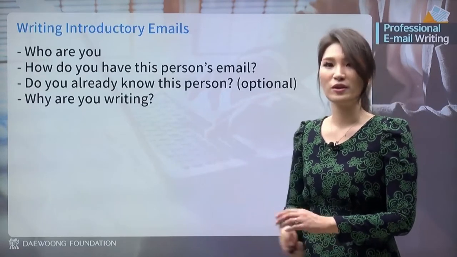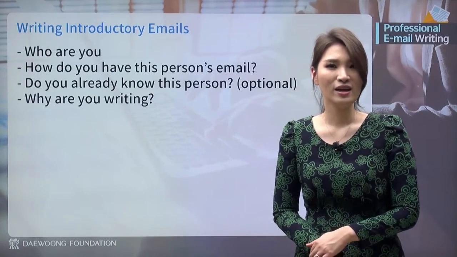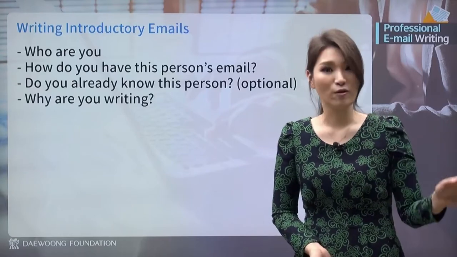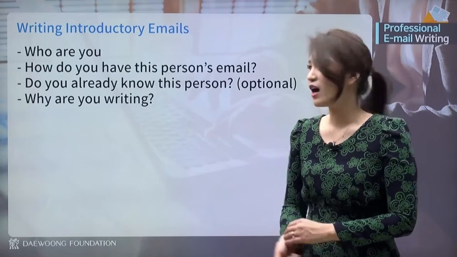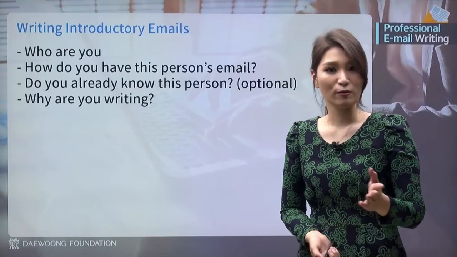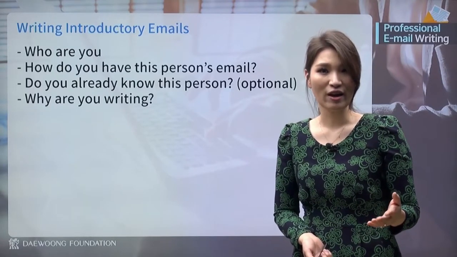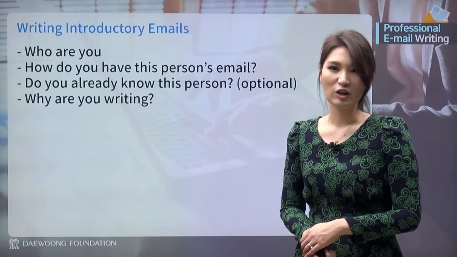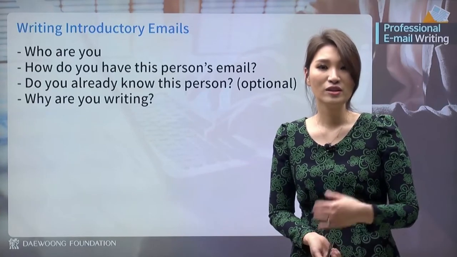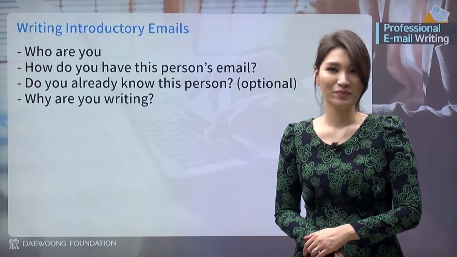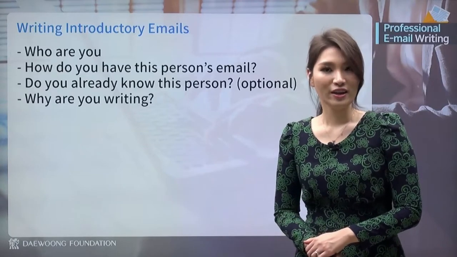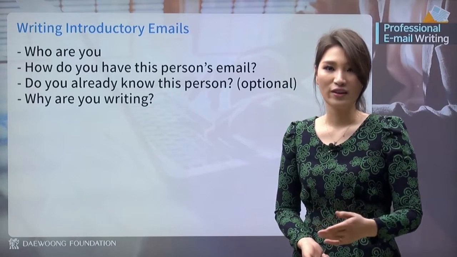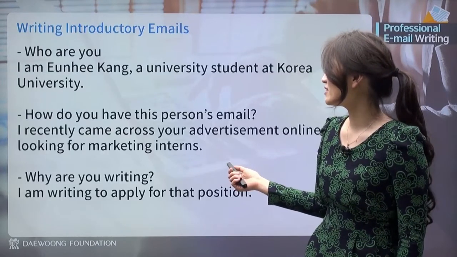So how do you have this person's email address? If you don't say this, the email may become creepy because you feel like your email address is floating everywhere online. Do you already know the option? This is also very optional, but if you do know that person or know someone else, you have to mention it. For example, I was referred to you from Eunice, your colleague at Daewoong Pharmaceuticals. The person will be more obliged to read your message. Also, why are you writing? You can use this phrase that we learned, I am writing in regards to, I am writing to, for this. So let's look at how you would write this.